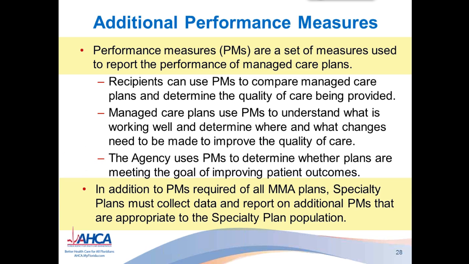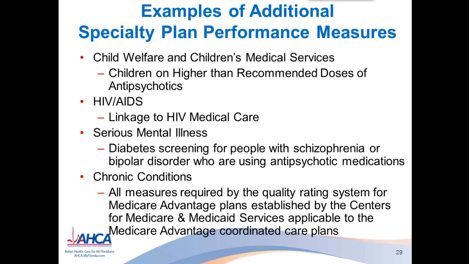In addition to performance measures required of all MMA plans, specialty plans must collect data and report on additional performance measures that are appropriate to the specialty plan population. Examples of additional specialty plan performance measures: for the Child Welfare and Children's Medical Services plans, children on higher than recommended doses of antipsychotic medications. For the HIV and AIDS plans, linkage to HIV medical care. For the serious mental illness plan, diabetes screening for people with schizophrenia or bipolar disorder who are using an antipsychotic medication.